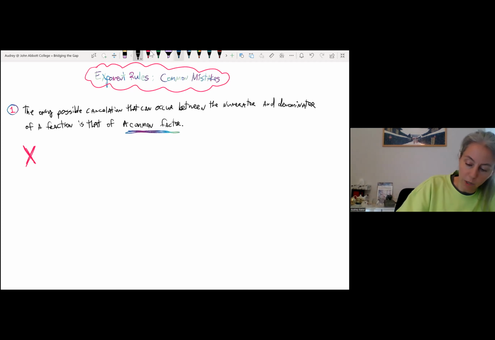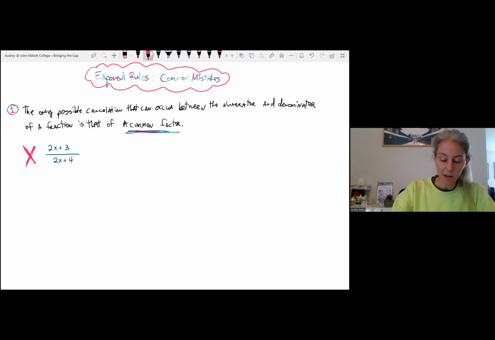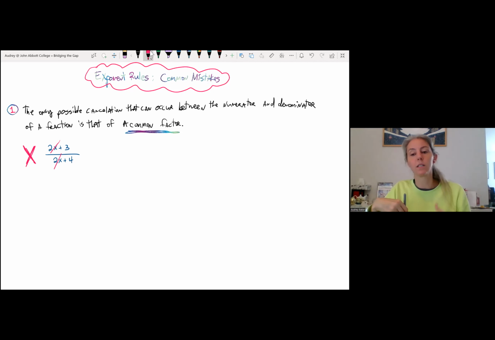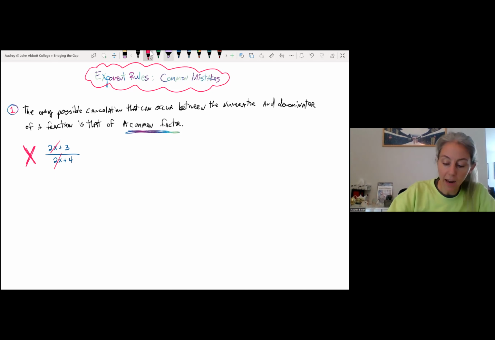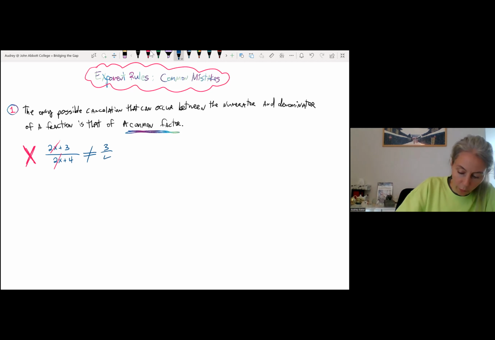Let's say that I have 2x plus 3 over 2x plus 4. Some people like to look at this and be like, oh, look, I see some 2x's, goodbye, goodbye. That is not okay. The 2x's are common terms, they are not common factors. The 2x is being added to the 3, the 2x is being added to the 4 in the denominator. They're not being multiplied, so we cannot do this. This does not equal 3 over 4. So do not do this.